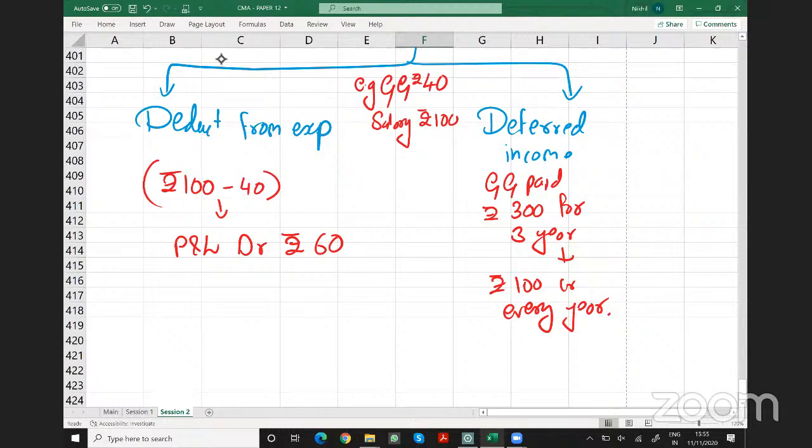If it is revenue in nature, the expenditure should be bifurcated into two parts. It should be either subtracted from the expense and the net expense should be debited to profit and loss account, or credited to profit and loss account as net income, or it should be treated as a deferred income. Means I have received an income of 300 rupees for 3 years. So every year, rupees 100 should be credited to my profit and loss account.